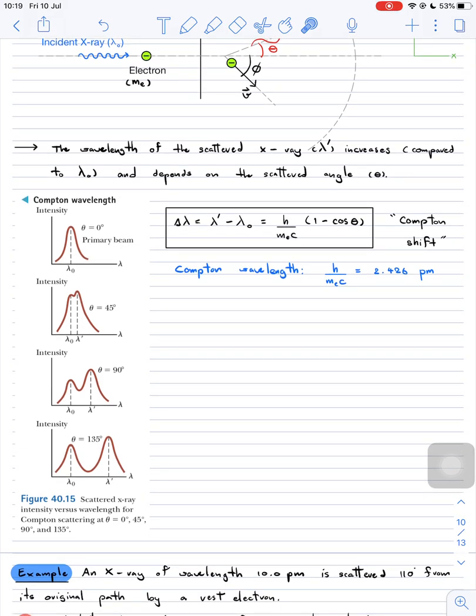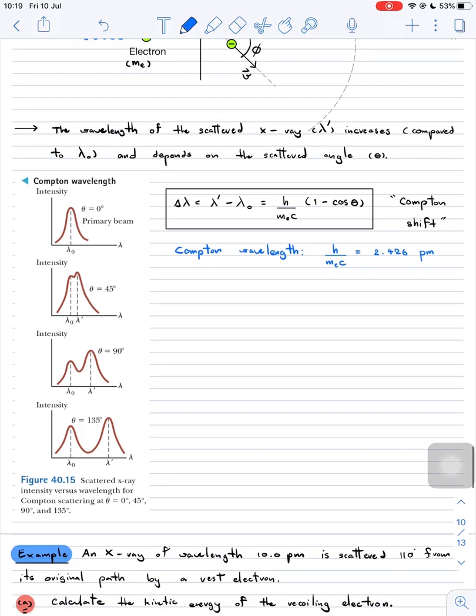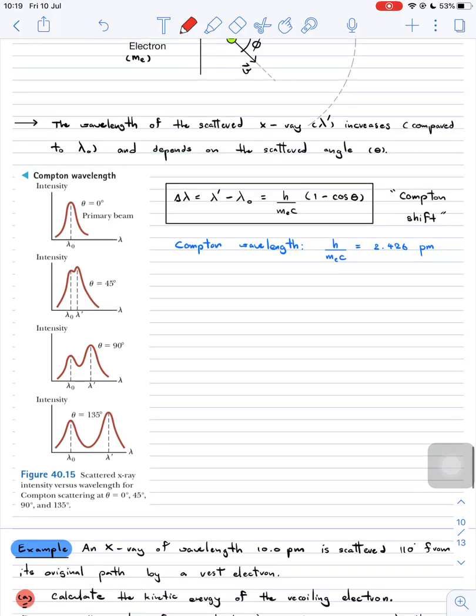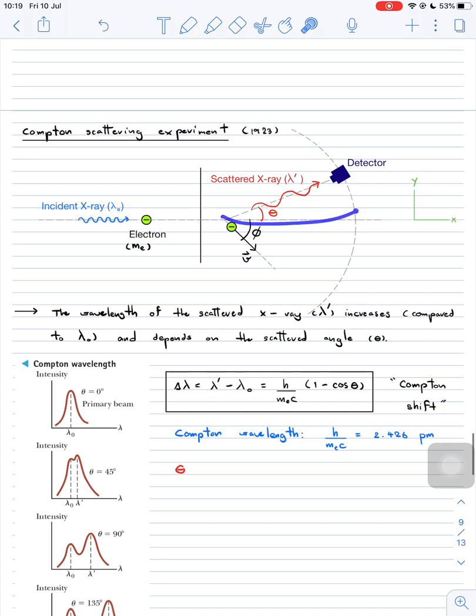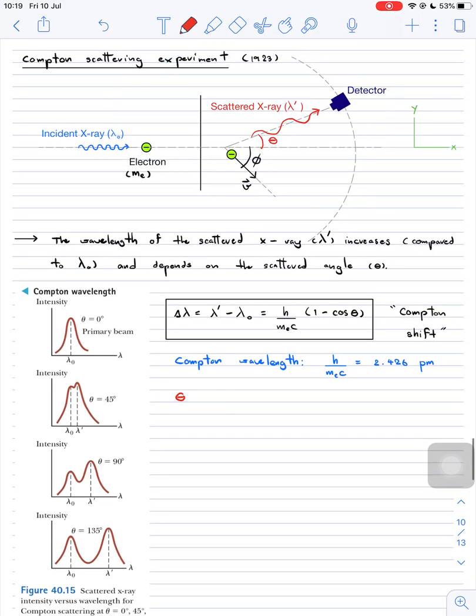And then times the 1 minus the cosine theta. Okay, so then let's consider the theta first. From this picture, you can see that theta can range from 0 degrees to 180 degrees. 0 degrees just means that the scattered X-ray comes in this direction, and 180 degrees just means that the scattered X-ray is in back scattering, something like this.